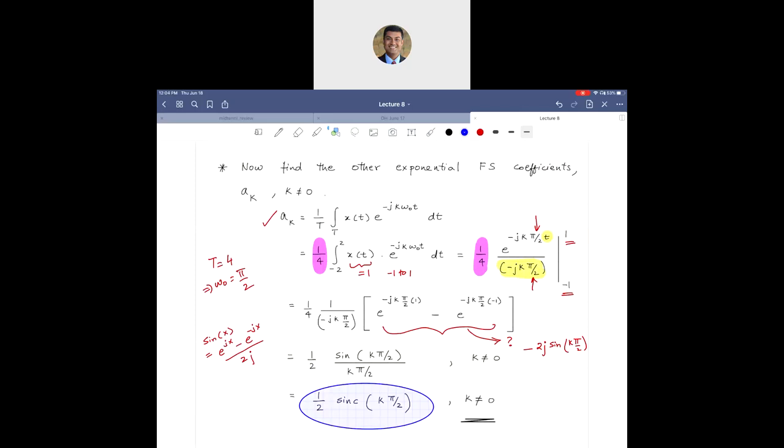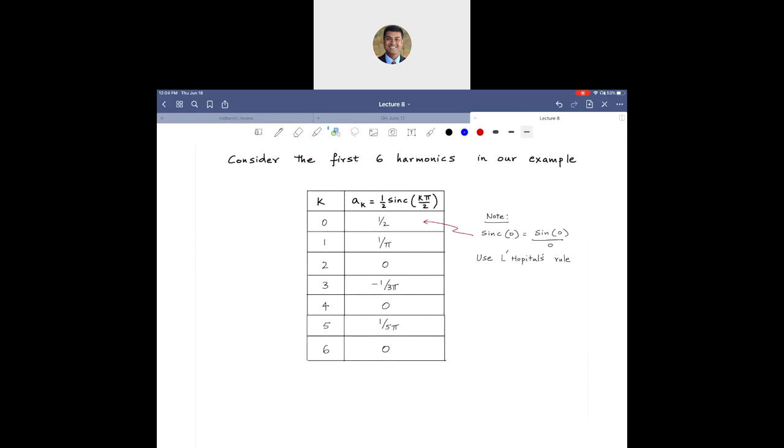All right, so what we'll do is we'll try to consider the first 6 harmonic components in our example. I'm sketching k equals 0, 1, 2, 3, 4, 5, 6. I have evaluated a sub k. I have plugged in k as 0, 1, 2, 3, 4, 5, 6. I see that the even harmonics are equal to 0. When k equals 0, we got the average value, the DC value. And when k equals 1, it is 1 over pi. When k equals 3, it is negative 1 over 3 pi, and so on.